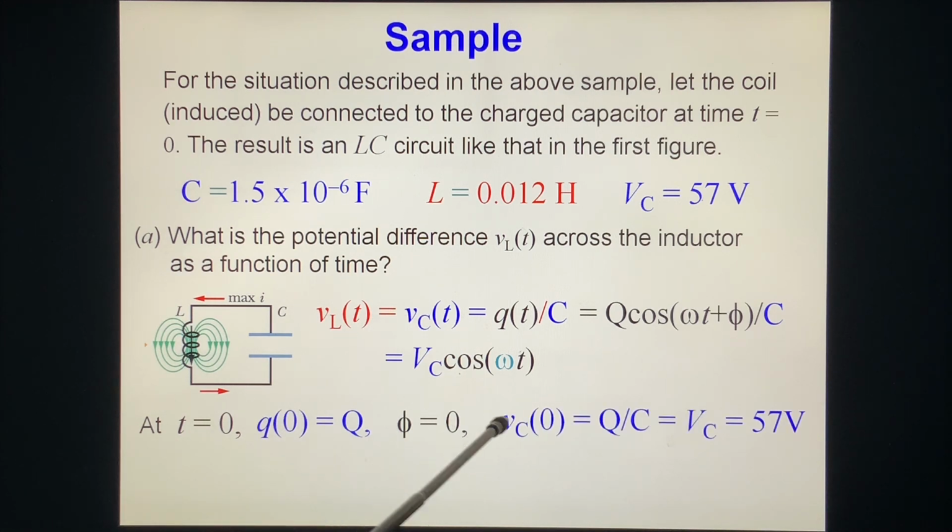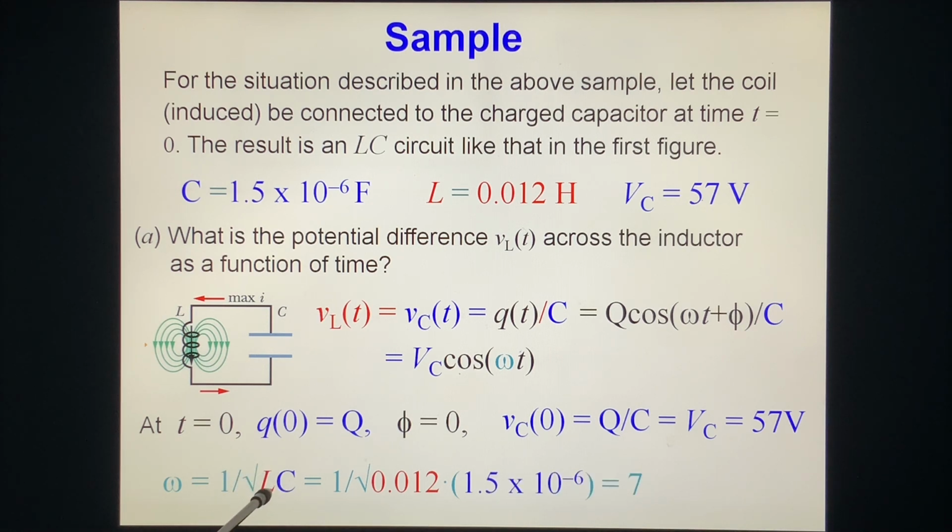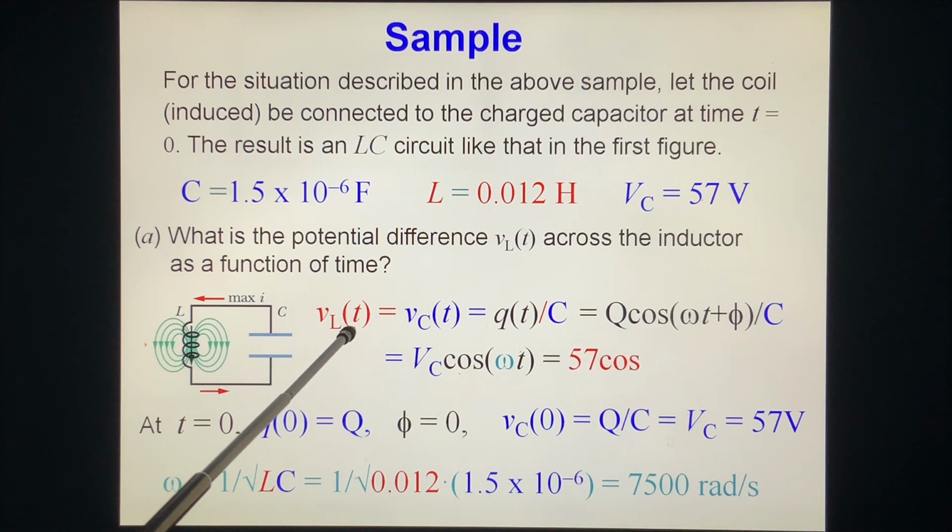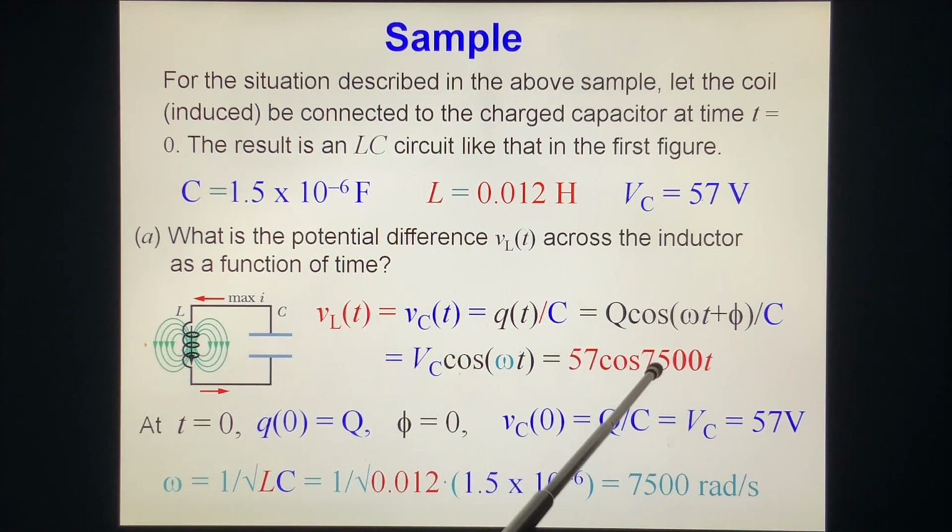VC equals Q over C is 57. Now, the maximum VC is 57, and omega is 1 over the square root of LC. We have L, we have C, so we find omega. We put this omega and the VC inside, and we get our answer: VL as a function of time is 57 cosine(7,100 t).